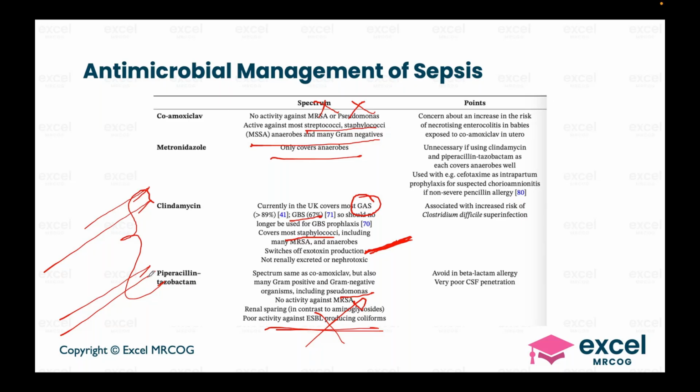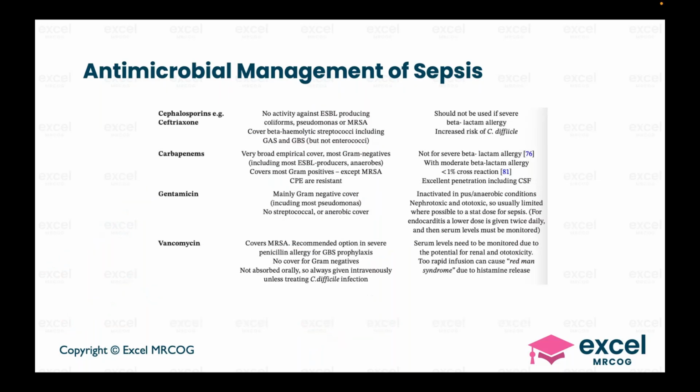Then coming to your cephalosporins, you are typically using ceftriaxone as your cephalosporin. Again, because it is a beta-lactam antibiotic, the beta-lactamase producing organisms will not be affected. Pseudomonas is not affected, and your MRSA. But it will cover the other group A and group B streptococcal infection.